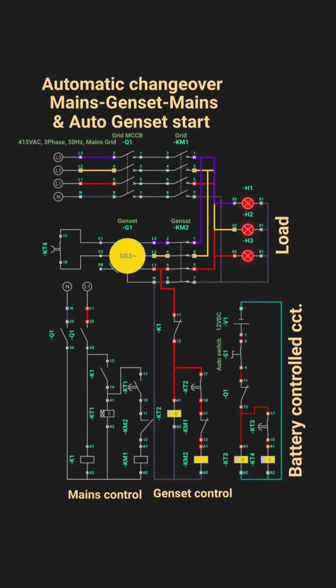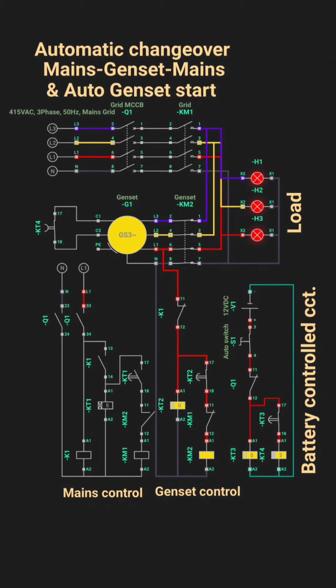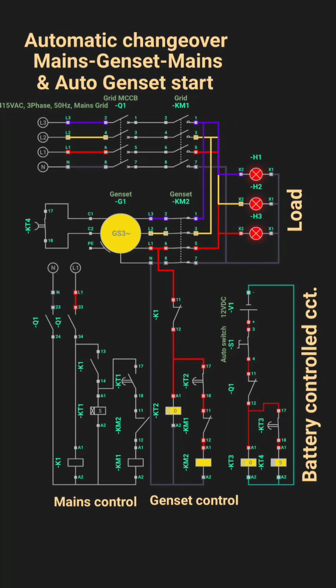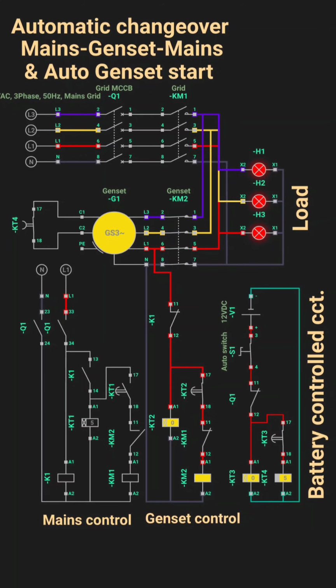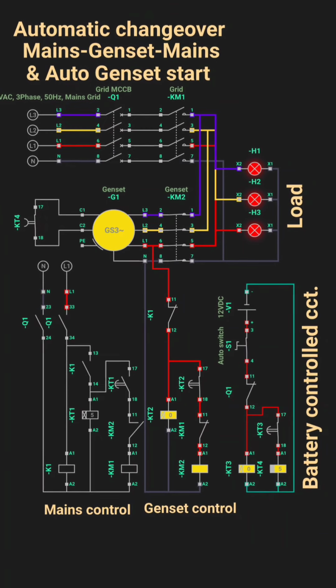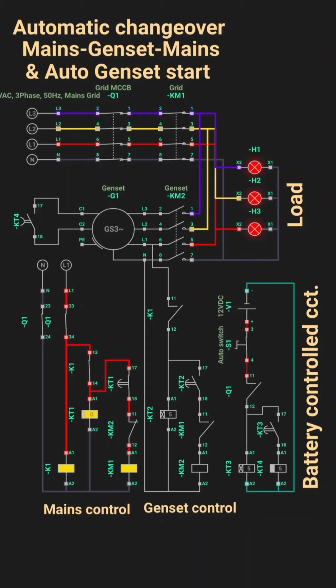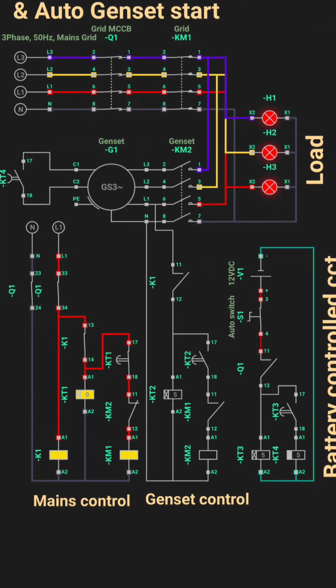Now we will see what happens when power is restored. For simulation, I'll just switch the main grid line MCCB Q1 on. You just see what's going to happen. See, power has been restored. The genset is switched off after 5 seconds and the main grid line is connected to the load.